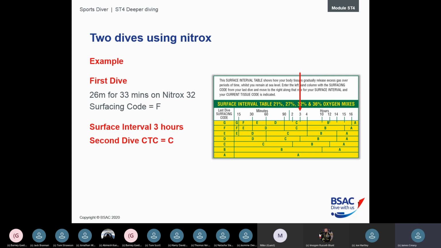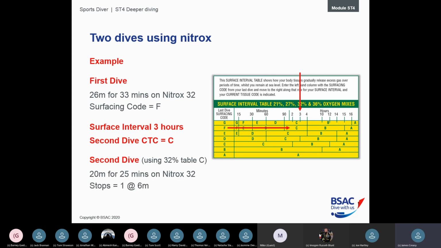So we start our next dive with table C for the correct nitrox mix that we're using. Here, 32% table C, and then we would do 20 meters for 25 minutes. You would have one stop at 6 meters, and you would surface on a G.